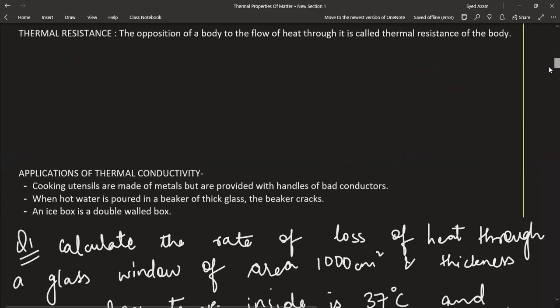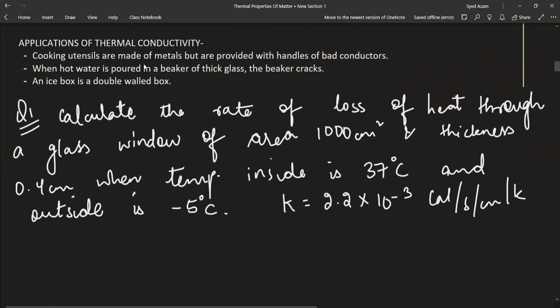These are some applications of thermal conductivity. Cooking utensils are made of metals, but handles are always made of bad conductors, because conduction occurs. That's why the heat flows in metals. Otherwise, how will you be able to hold the things? They will also become hot. When hot water is poured in a thick glass beaker, the beaker can break because of the excess heat. An ice box is a double walled box because heat can come and melt the ice, so it is doubly insulated.